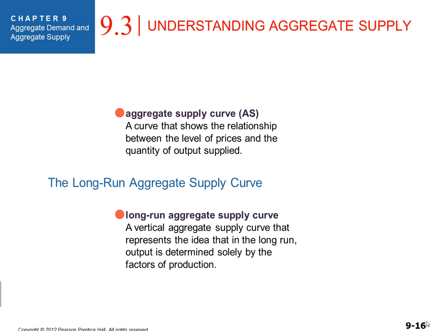Now ready to talk about the aggregate supply. We've already defined and explained aggregate demand. And so to complete the aggregate supply, aggregate demand model, let's now look at aggregate supply. The aggregate supply curve is a curve that shows the relationship between the level of prices and the quantity of output supplied. I'll show you that on the next slide.